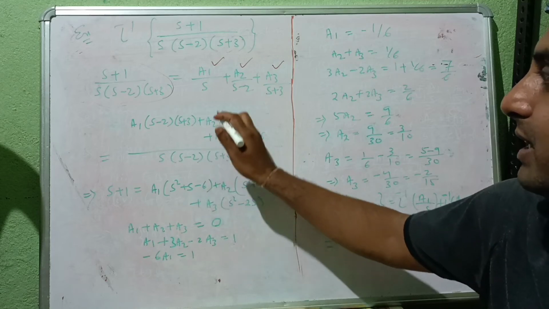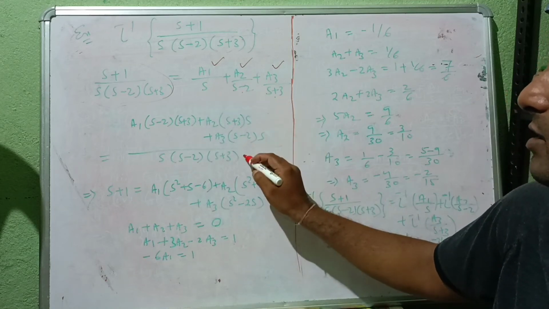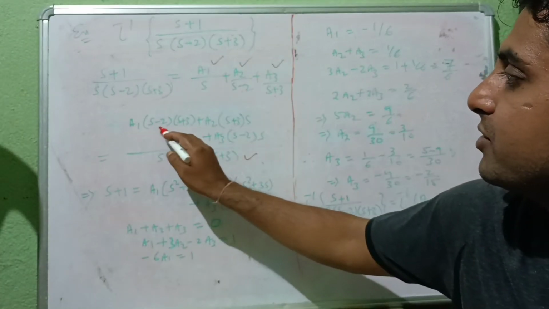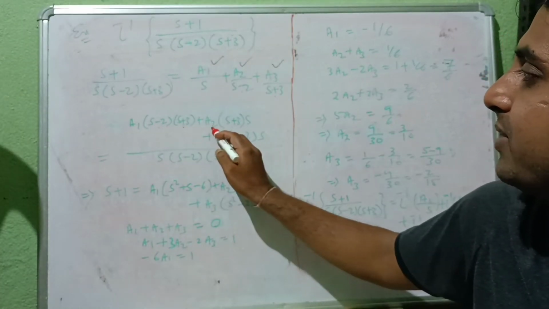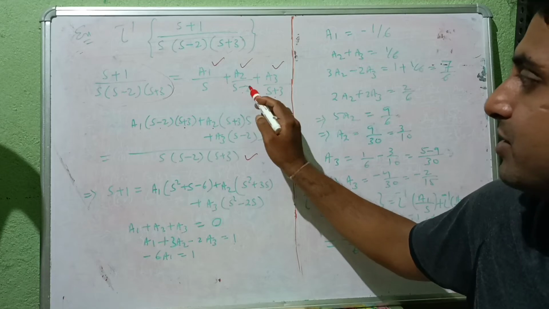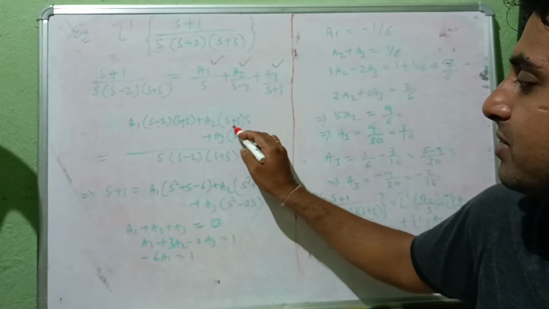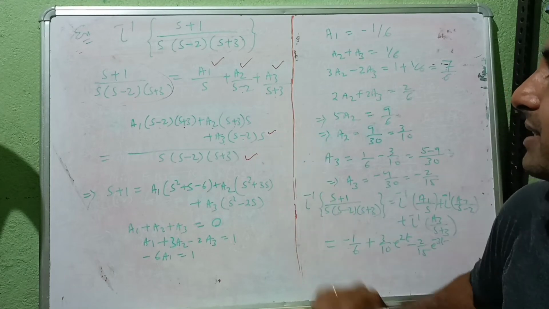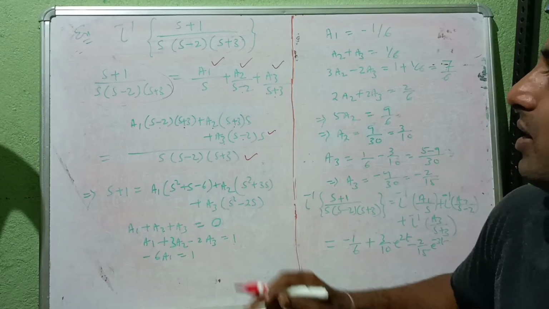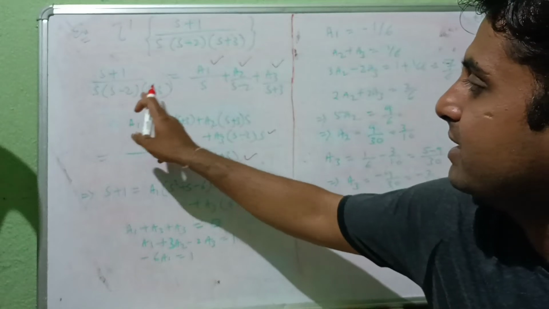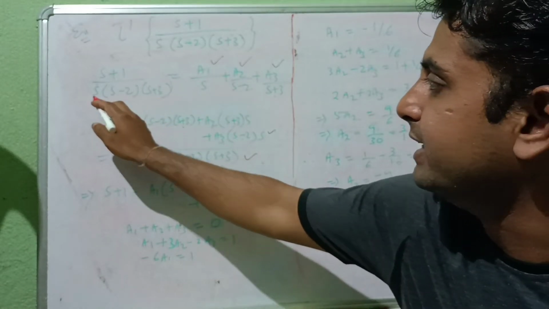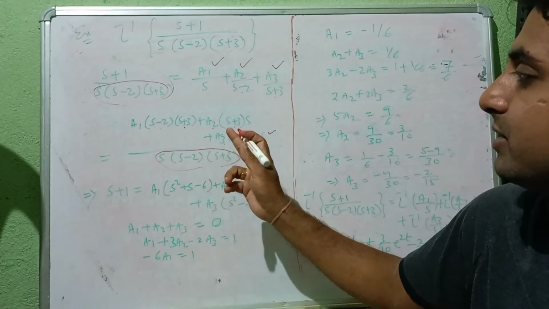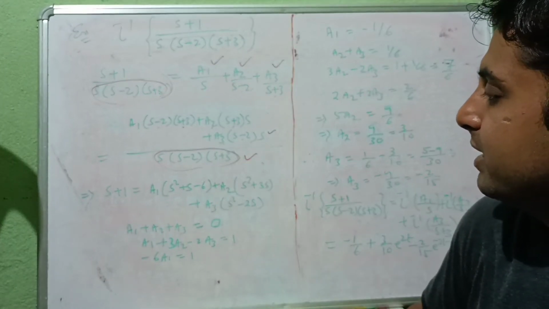So taking the LCM, it is s into s minus 2 into s plus 3, and the numerator will be a1 into s minus 2 into s plus 3 plus a2 into, dividing out s minus 2, the remaining term is s into s plus 3, then a3 into s minus 2 into s. Yeah. So now the denominators on the left hand side and right hand side are the same, so just cancel them.